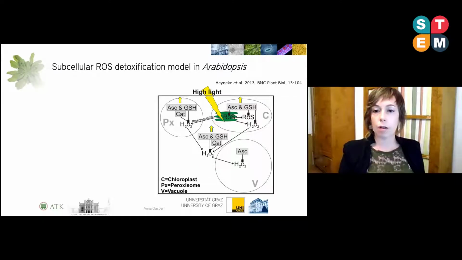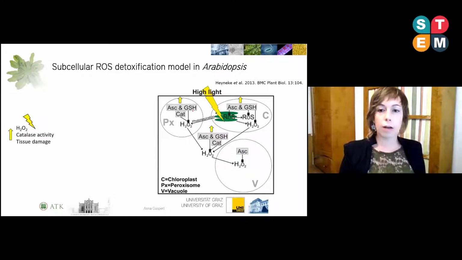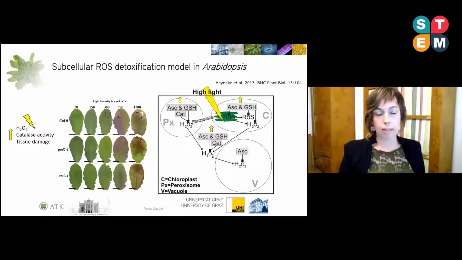And you see that in all these compartments, we have possibilities for ROS detoxification by catalase as well as by the antioxidants ascorbate and glutathione. What they also found was an increase in the activity of catalase, but with the highest intensity of light, I have to say. They also found tissue damage appearing, and it got more severe with more light intensity. And in the two mutant lines they were also examining, they even found browning of leaves and leaf senescence with the highest light intensities.